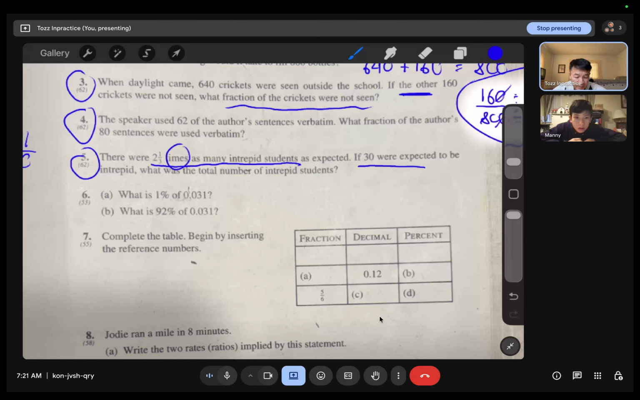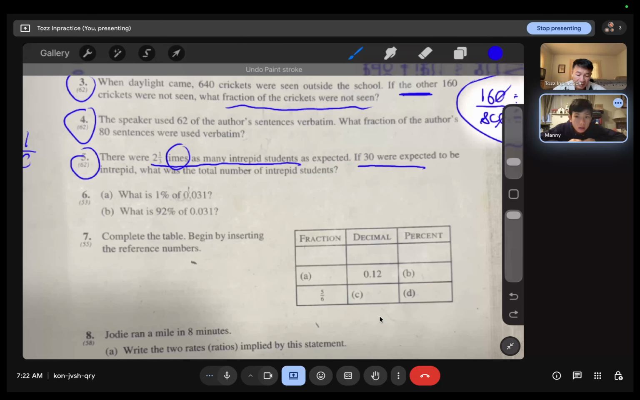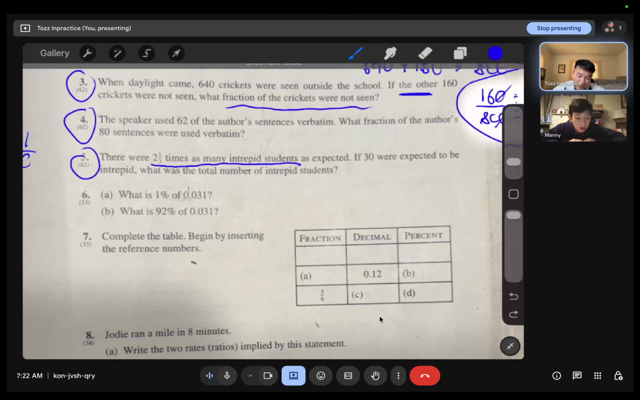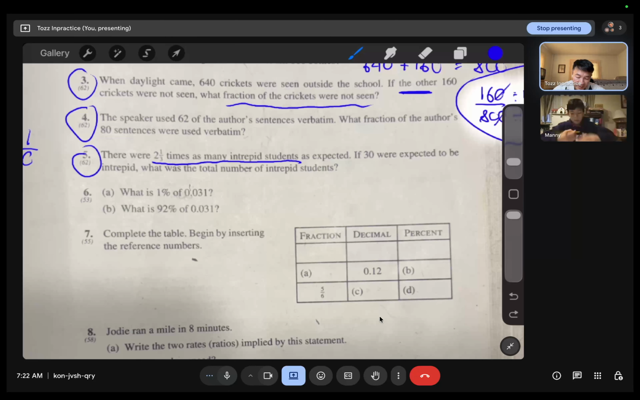If 30 were as expected, okay, I guess you get to use the "as expected." 30 were intrepid students. What will be the total intrepid students? What do you think? 2 1/3 times 30 equals x? Yes, equals x. So the teacher still wants an equation out of it.